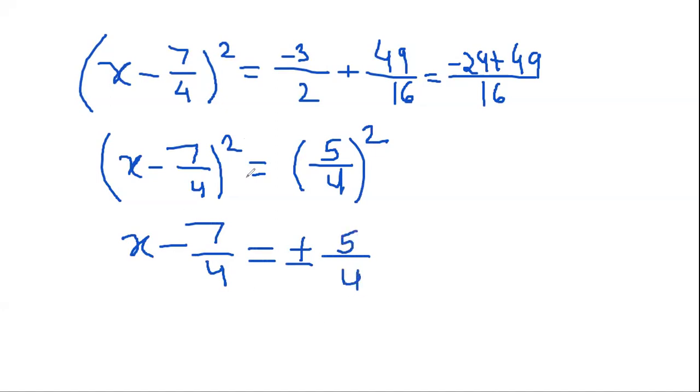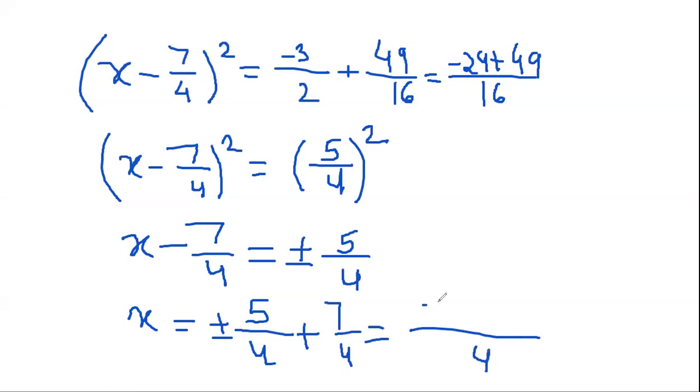Now transfer this minus 7 upon 4 to that side. Then x equals plus minus 5 by 4 plus 7 by 4. First you take plus, then after that minus. Okay, so here it is 7 plus minus 5 upon 4. So your answer is x equals, when you take the plus, then 7 plus 5, 12 upon 4. 12 upon 4 means your answer is 3. When you take minus, then 2 by 4. 2 by 4 means 1 by 2.